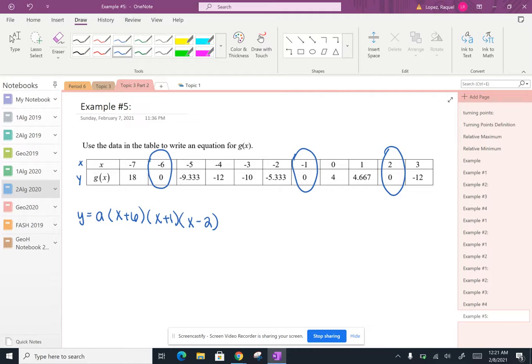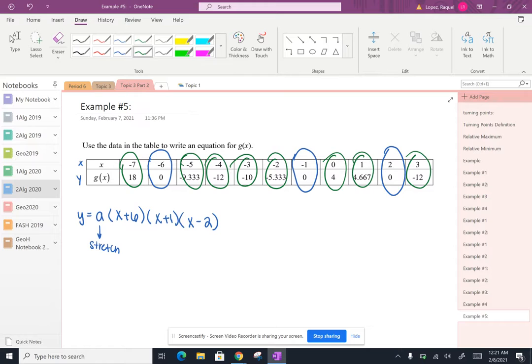Okay, now to figure out what this stretch is right here, that's your stretch. Just like in the last example, we need to pick another point, plug that value in for x and y into the equation that we have so far, and solve for a. So realistically, you can pick any one of these points that I'm circling in green on the table. And you can plug those values in for x and y into the equation and solve for a. It does not matter what point you pick because you're going to get the same answer either way.